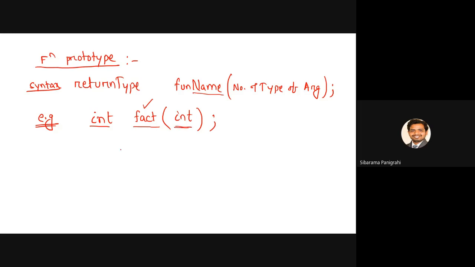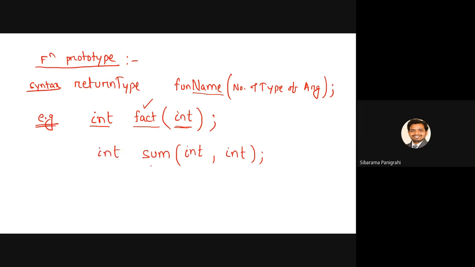Now I want to compute the sum of two integers. So the function name is sum. How many integers? Two integers. So how many arguments? Two arguments. What is the data type? Integer. So if you add two integers, the return type is also an integer.